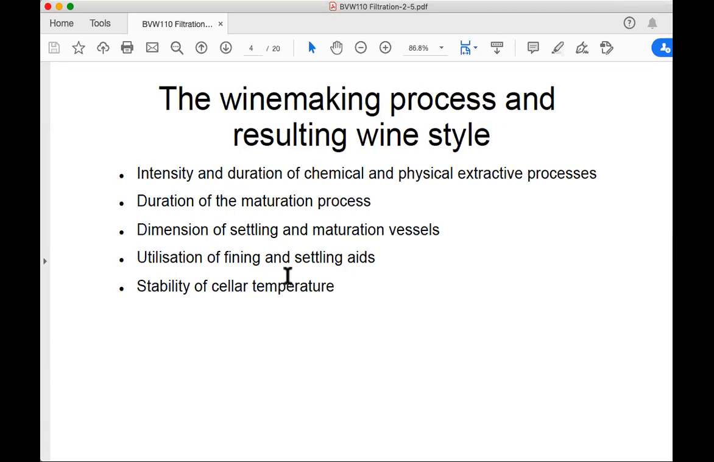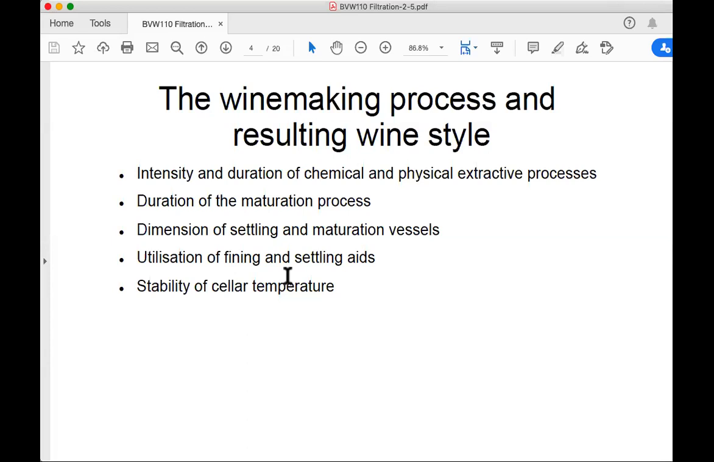So if we're running a very long maturation process, we often find that the filtration is easier than if we run a shorter winemaking process, simply because those reactions might only be partially complete with a shorter process. I mentioned before the intensity of the extractive processes, so, how extractively we work.